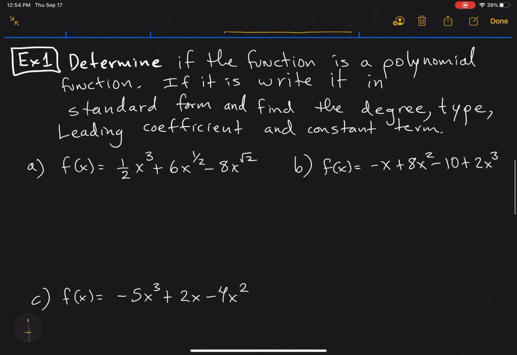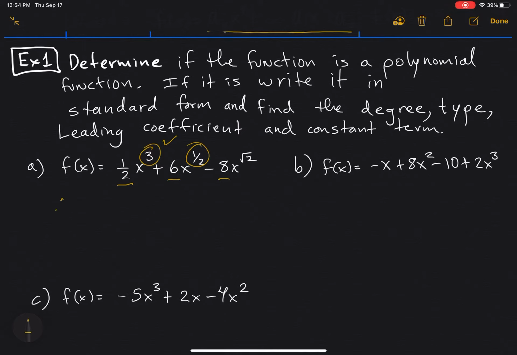Here's a typical example in this section of the book, or this type of problem. It says determine if the function is a polynomial function. So we're going to use the definition. If it is, write it in standard form and find the degree, the type, the leading coefficient, and the constant term. Please remember that the coefficients could be any real number, but the exponents have to be whole numbers. 3 is a whole number, but 1/2 is not.